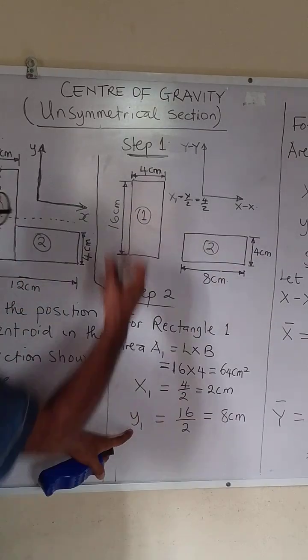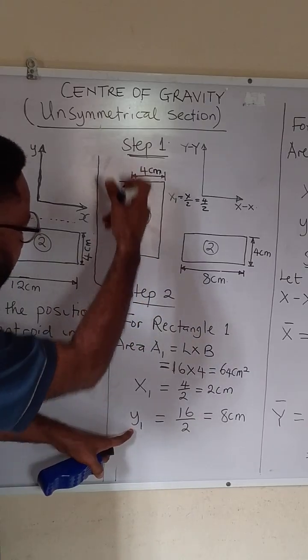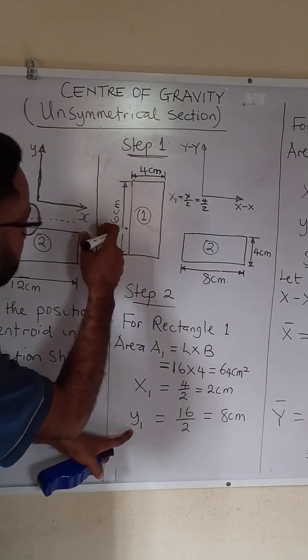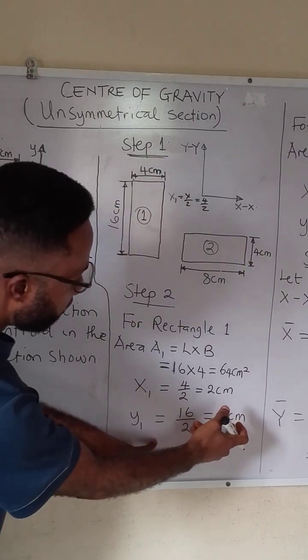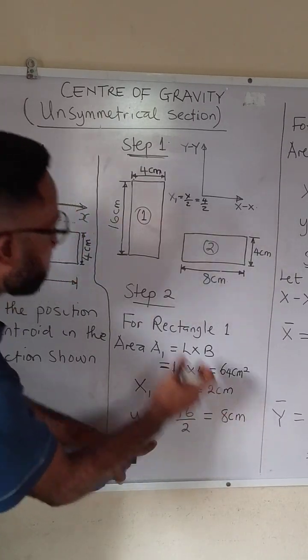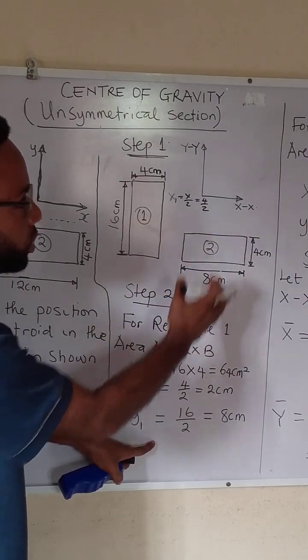And now for y, we are still with rectangle 1. So y is this line down. So it is 16. So we divide 16 by 2, and that will give us 8 cm. So we are done with rectangle 1. So we go to rectangle 2.